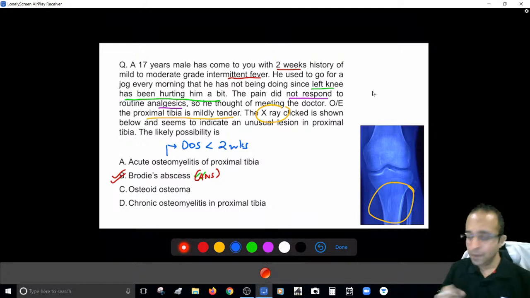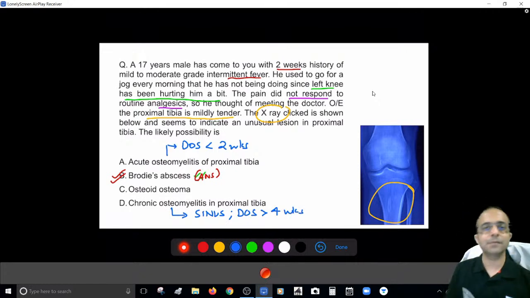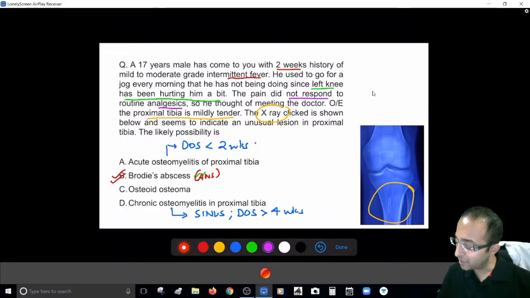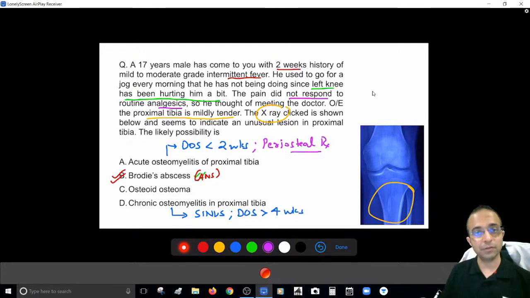If it had to be chronic osteomyelitis, clinically you would see a sinus and the duration of symptoms would invariably go beyond 4 weeks. So none of these things is there. And had this been acute osteomyelitis, what you would have seen on an X-ray at 2 weeks would be a periosteal reaction.